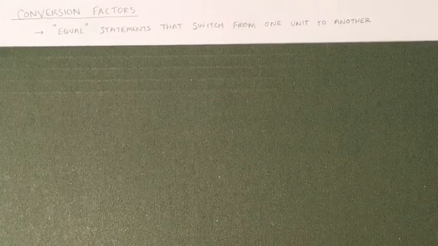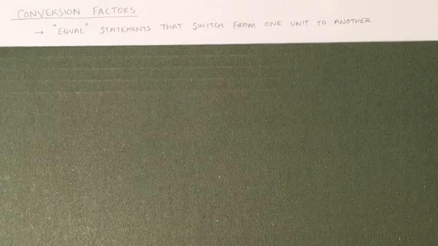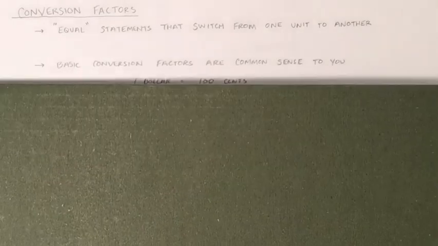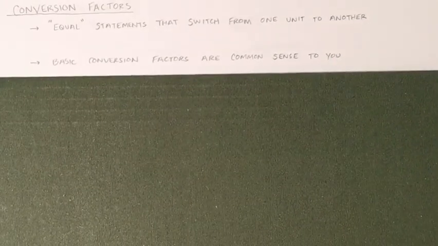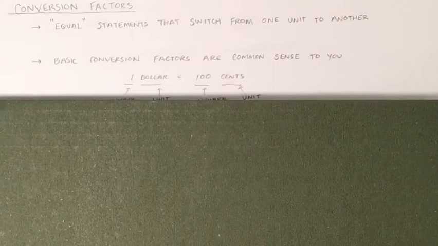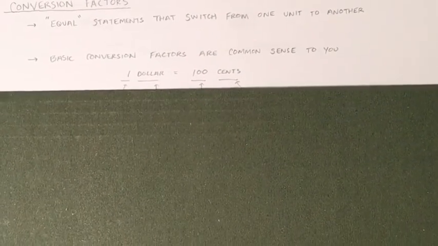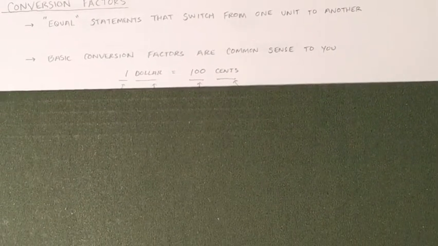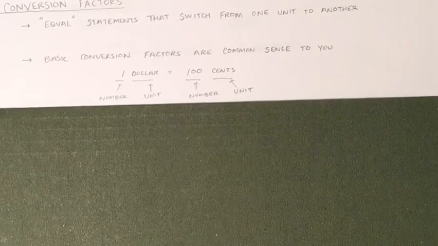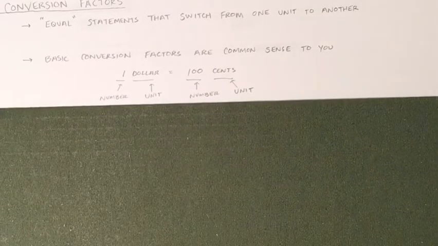Next, we'll be on conversion factors. A conversion factor is an equal statement that switches from one unit to another. Basic conversion factors are common sense to you guys. You know these off the top of your head. $1 equals 100 cents. If we break this down like we did our other quantities, we see that we have a number and a unit for each side of the equation, and the left side of the equation is equal to the right side of the equation. Even though we have different numbers and different units, you guys know that these are equal to each other.